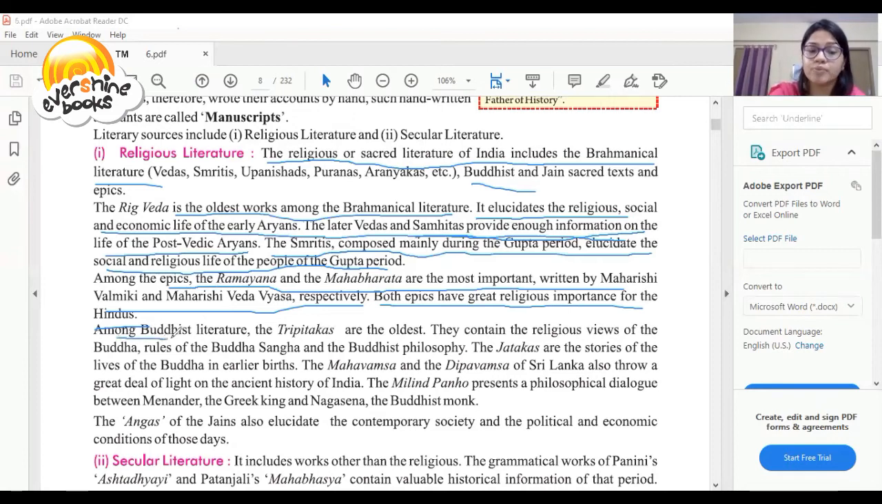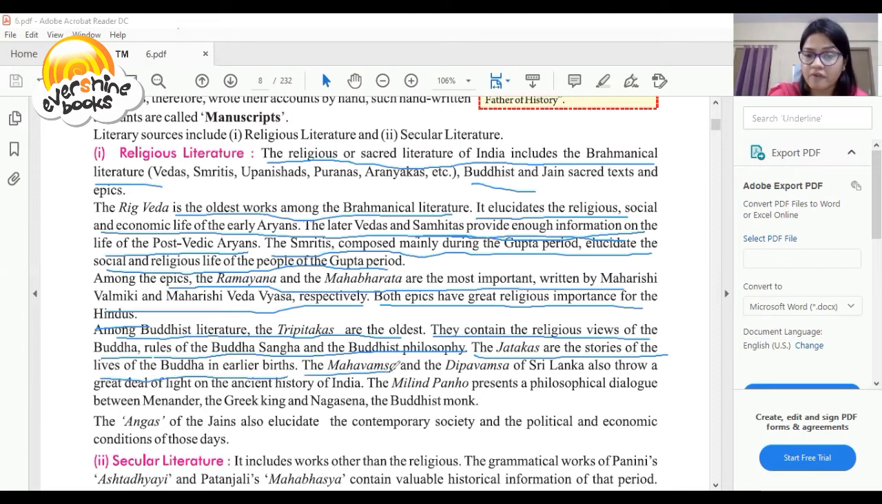Among Buddhist literature, the Tripitakas are the oldest. They contain the religious views of Buddha, rules of Buddhism and Buddhist philosophy. तो त्रिपिटक्स जो थे, जो उनका लिटरेचर था, उसमें बुद्धिज्म की लाइफ के बारे में, उनकी लाइफ के रूल्स के बारे में एक्सप्लेन किया गया है. The Jatakas are the stories of the lives of Buddha in early births.